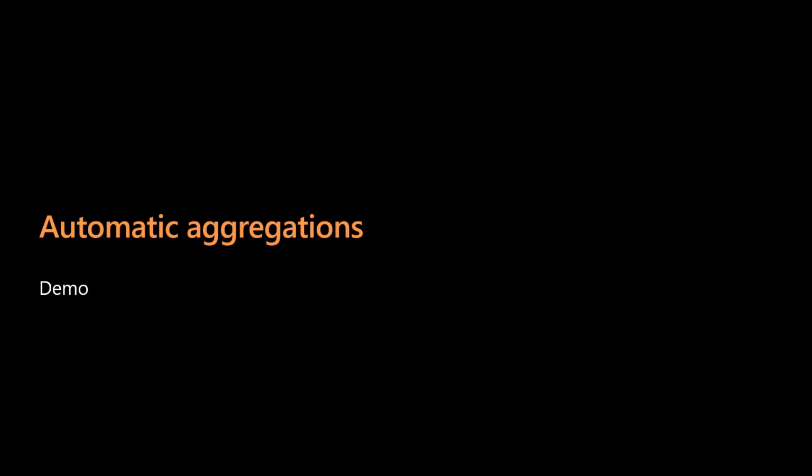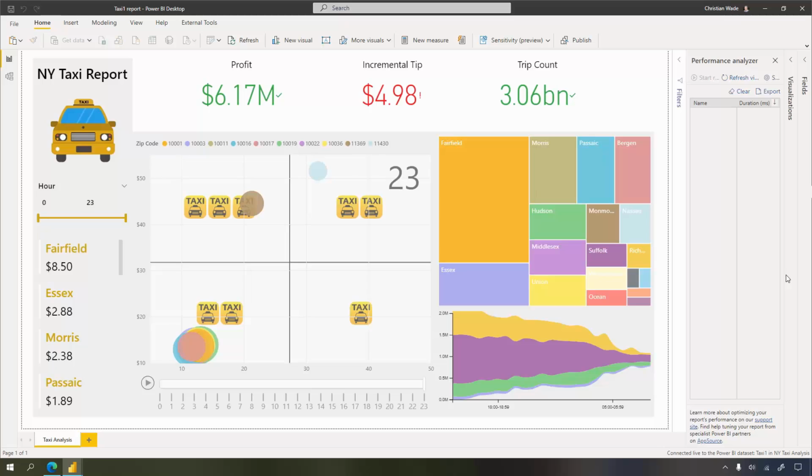Let me demonstrate. This is the New York Taxi dataset. I'm going to refresh the visuals. This is over 3 billion rows in Azure Synapse. It's in pure direct query. And if you think about the volume of data coming back, and more importantly, the complexity of the queries required for this report, the query performance is actually quite reasonable.